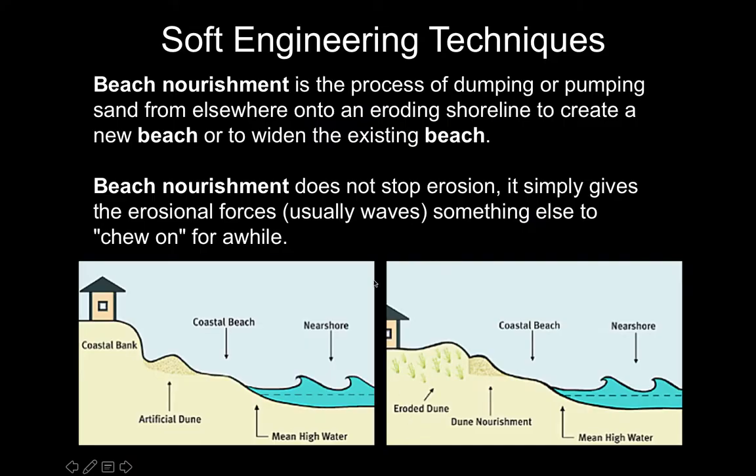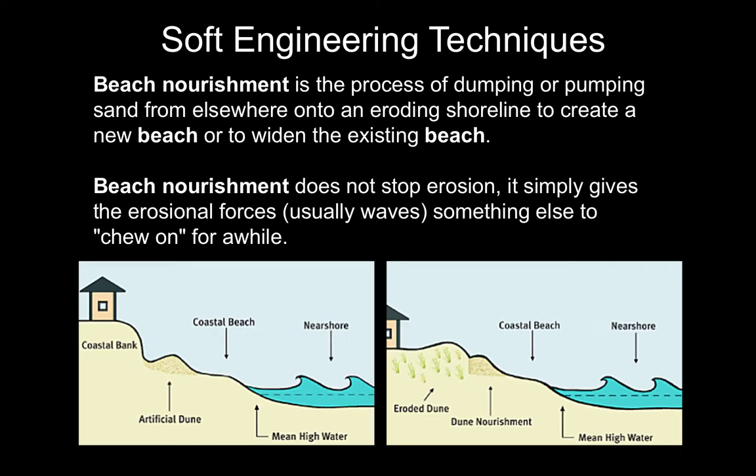Now, one of the techniques that I mentioned is called the soft engineering technique. One is called beach renourishment. It's a process of dumping sand from elsewhere onto a shoreline or a coastal area that has been eroding, to create a new beach or widen the existing beach. So for instance, here we have a coastal beach, and we're putting a lot of sand on this area here to widen the beach. This is regularly done along most of the major beaches in the US. So basically, it's a plug for the coastal erosion.